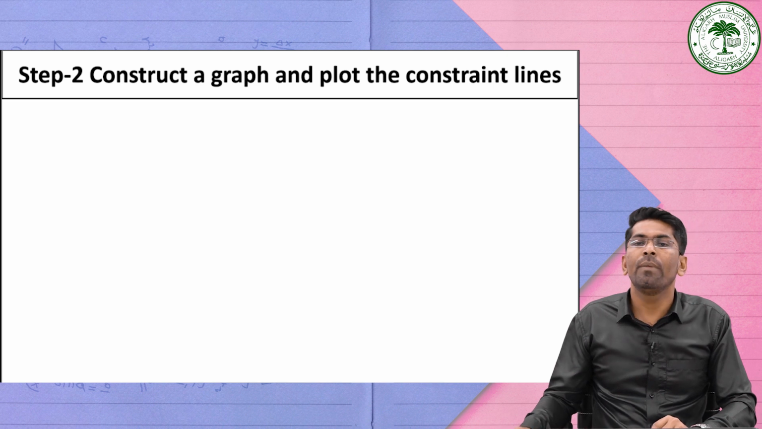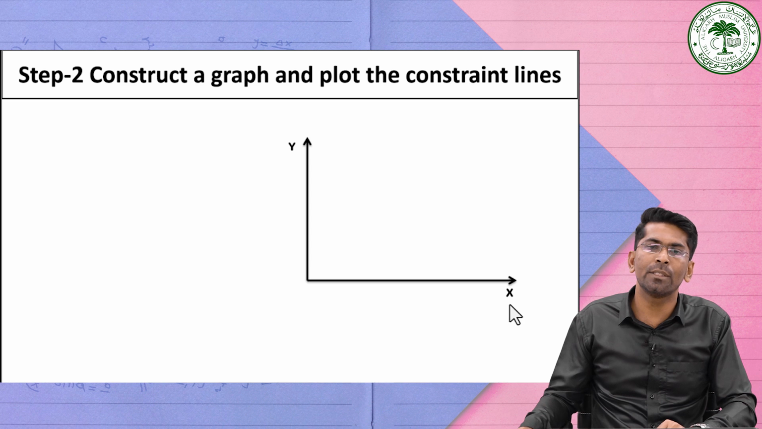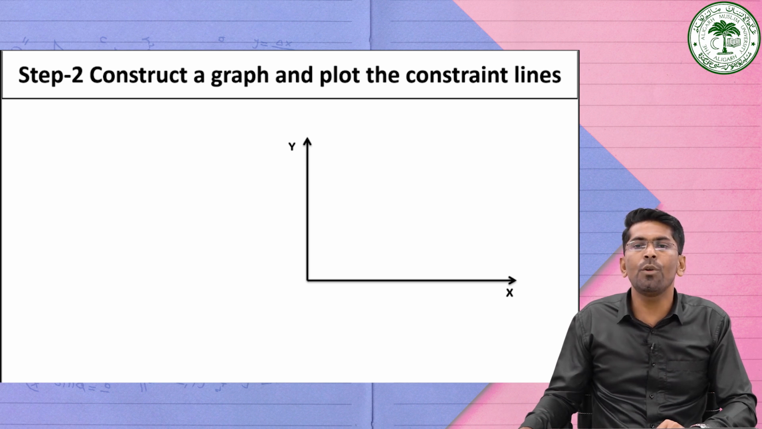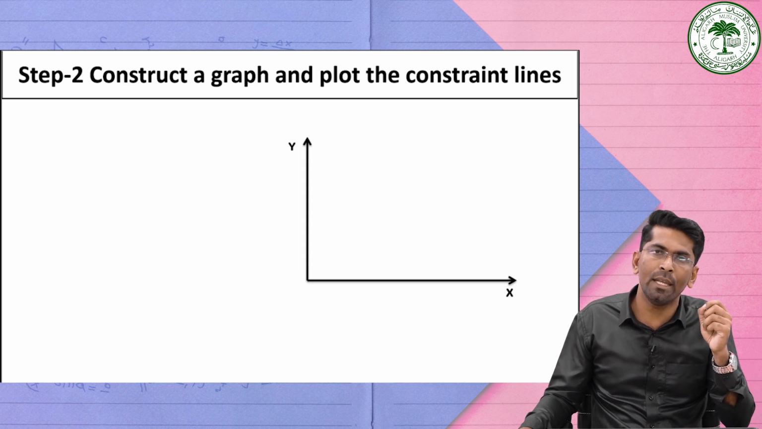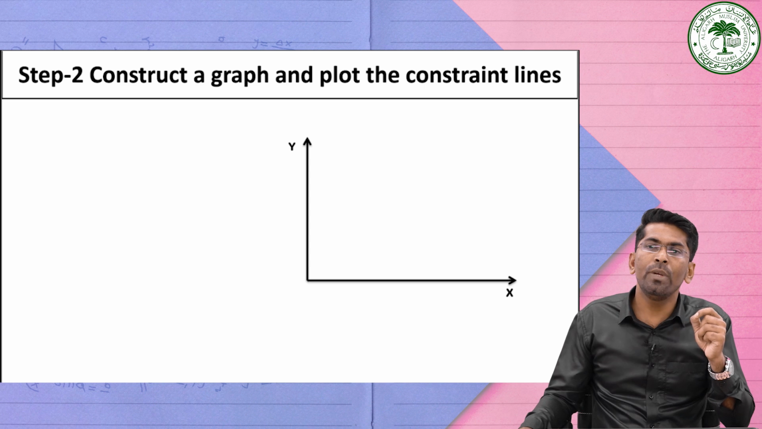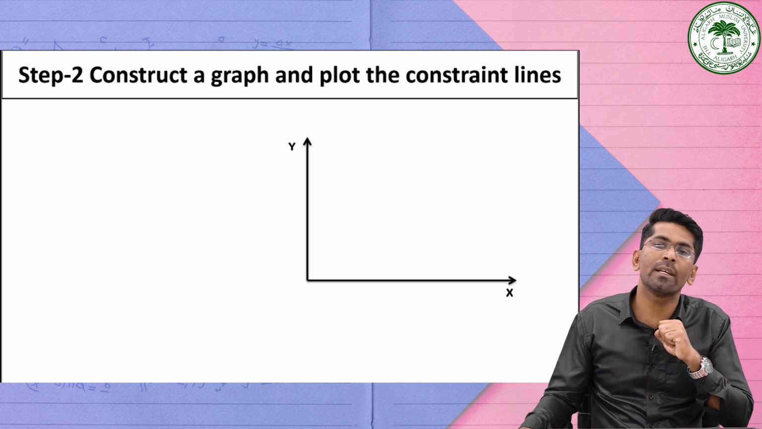So here we have a graph. On the horizontal axis we are going to take the commodity X, and along the y-axis we are going to take the commodity Y. Now we want to plot the constraints which are given in the linear programming problem on the graph, and for that first we want to find out the coordinates of the constraint. So how can we find the coordinates of the constraint here?